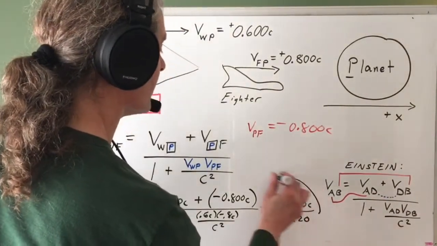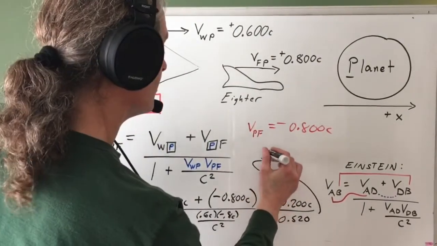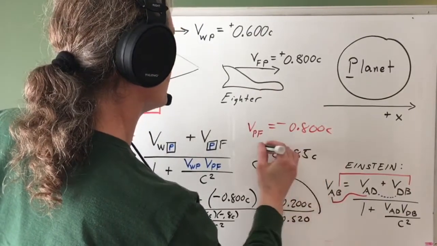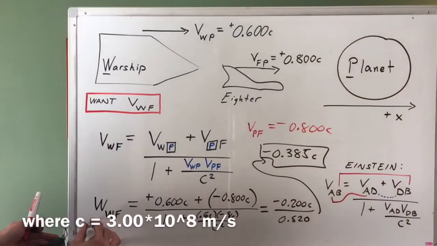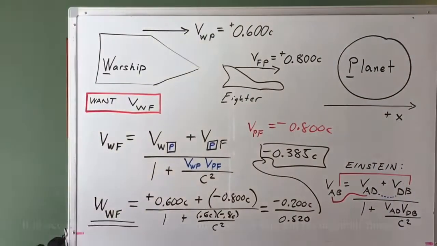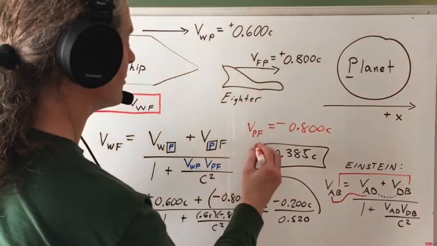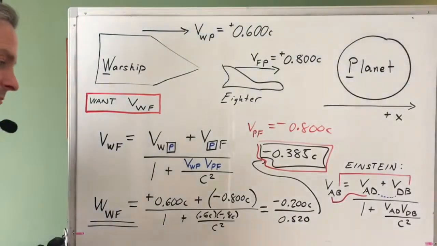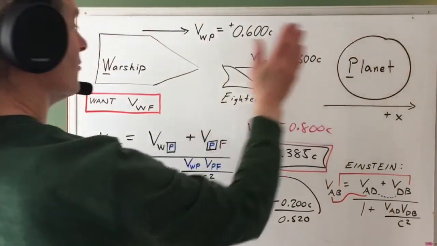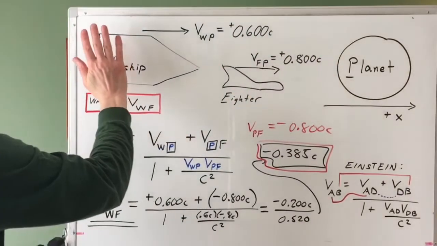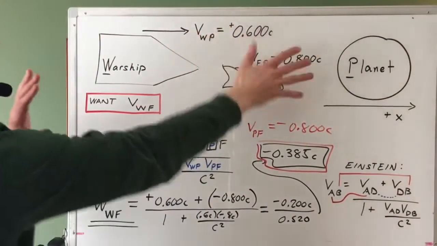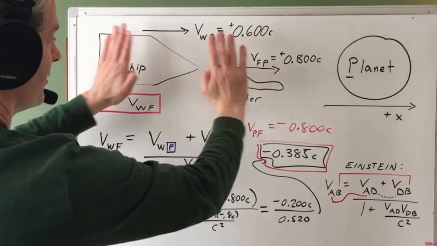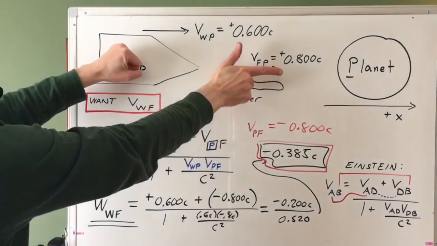give me, I'm just going to write that here, minus 0.385 c. That's the velocity of the warship relative to the fighter. Notice it came out negative, and let's understand that negative sign again. From the planet's perspective, the fighter is going toward the planet faster than the warship. So we should expect, although we can't just add or subtract these numbers simply, that the space between the warship and the fighter should be getting bigger. So from the fighter's perspective, the warship is falling behind.